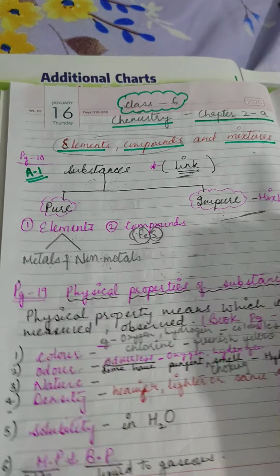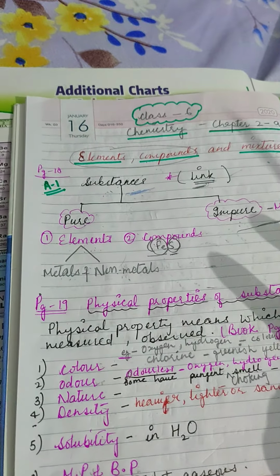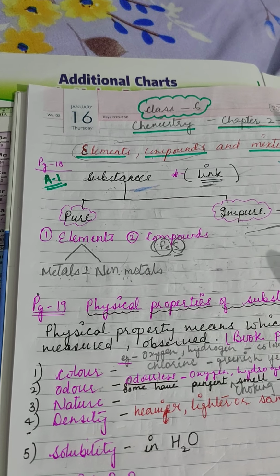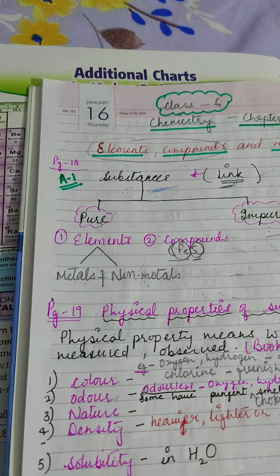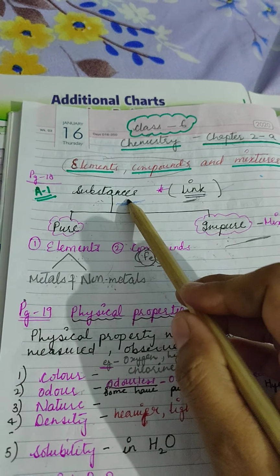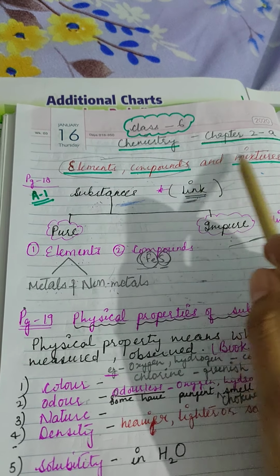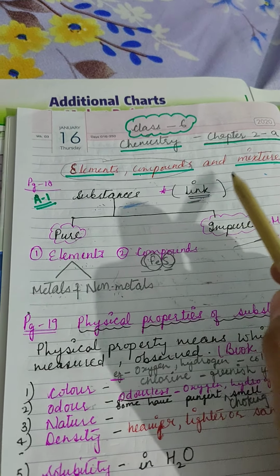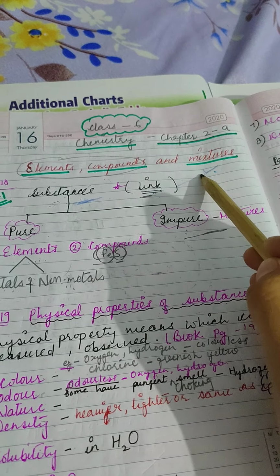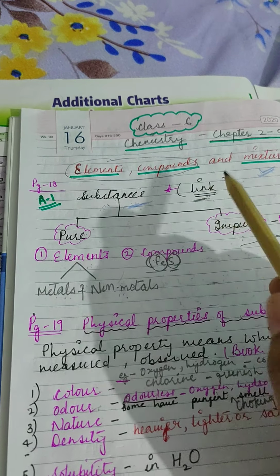The chapter starts from the word substance. Now what is a substance? Any solid, liquid or gaseous thing is known as a substance. Now, in this chapter we'll read about elements, compounds and mixtures. Right now, mixtures we'll talk about later on. Elements and compounds we'll talk about in this video.